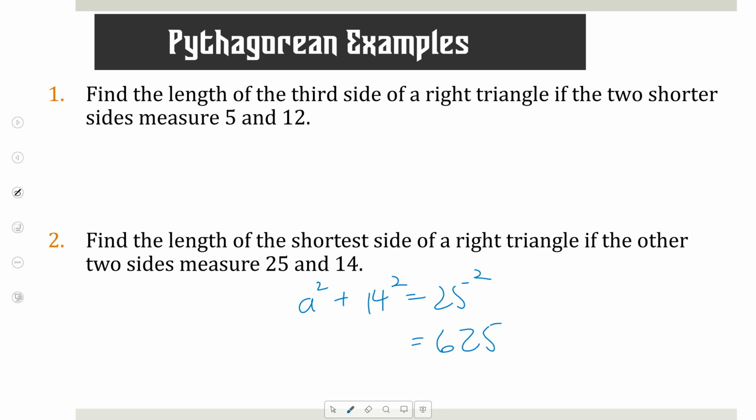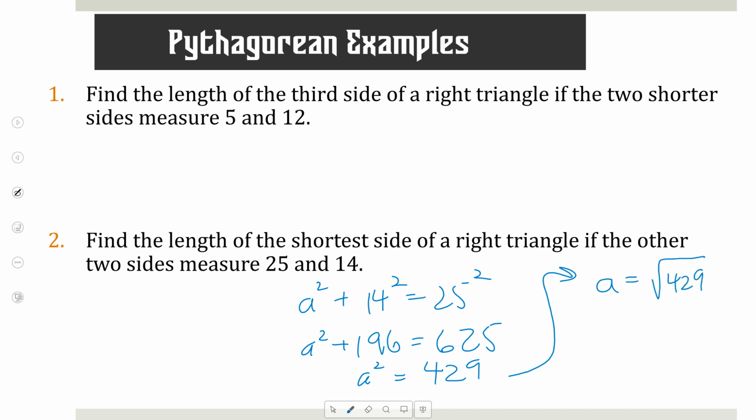625 equals, help me, 14 squared, 196 maybe? Yeah, 196 plus a squared. So a squared is equal to 429. Is that right? Yes? Okay, so then a is equal to the square root of 429. Somebody type that in their calculator. See, is that a nice answer or is it ugly?